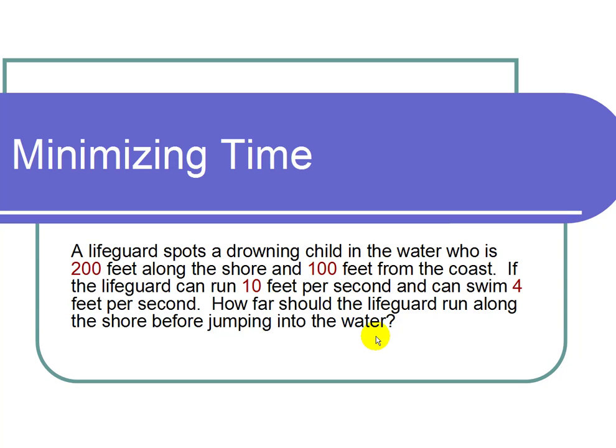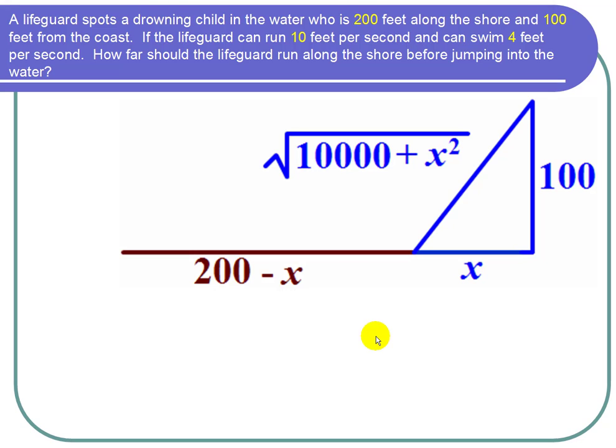So to solve this problem, let's first sketch a diagram. And here's my diagram. Here's my lifeguard right over here. And my child is out in the water, 200 feet along the shore and 100 feet from the shore. The lifeguard is going to run along the shore till he gets to somewhere around here and then start swimming until he gets to the child.